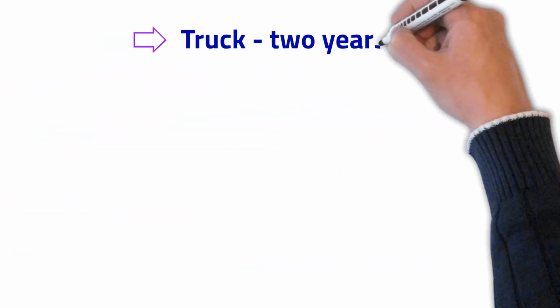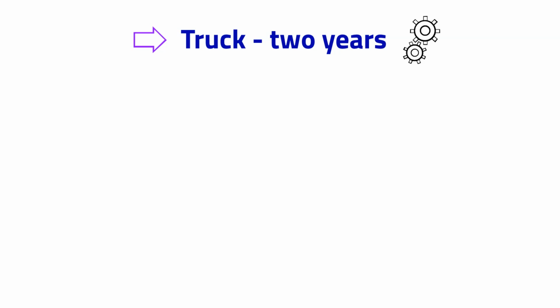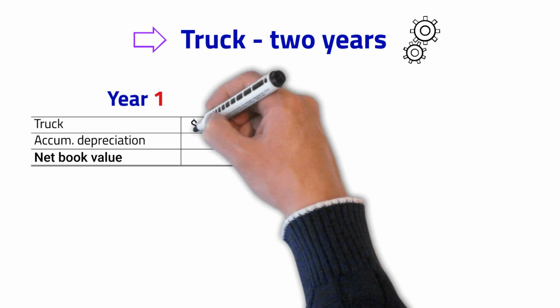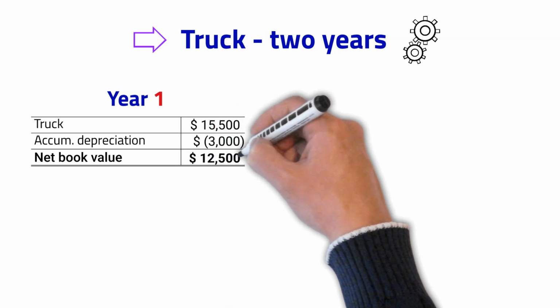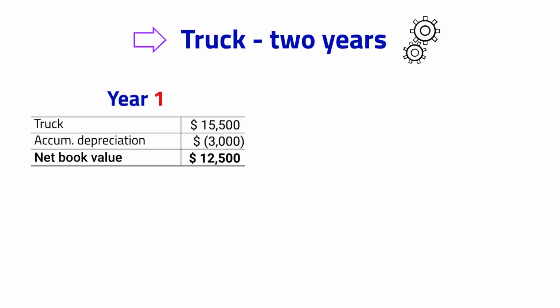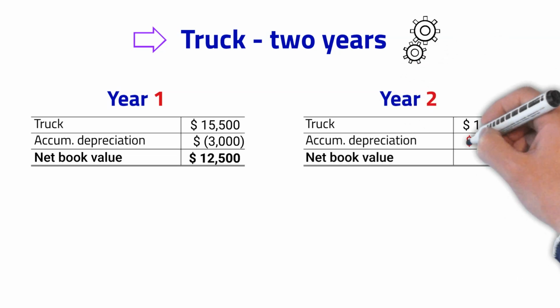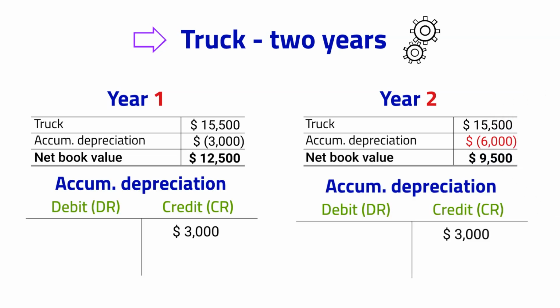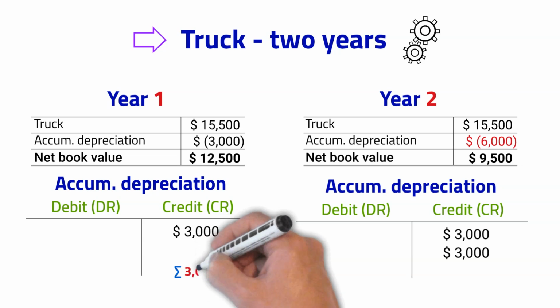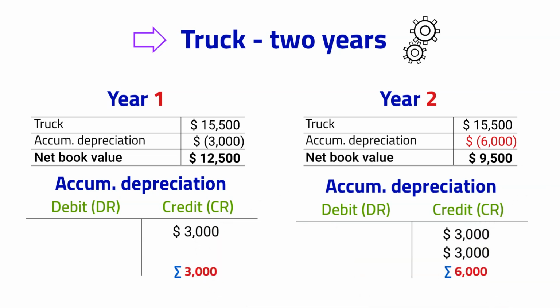Let's have a look at our truck for 2 years side by side. Truck's net book value over time will develop as follows. We start with $15,500 as cost. At the end of year 1, we have minus 3,000 and net book value of 12,500. End of year 2, minus another 3,000 and result of 9,500. In T accounts, you will increase accumulated depreciation to 6,000. Nice and predictable. That's why the straight-line method is the most popular and the easiest to follow.